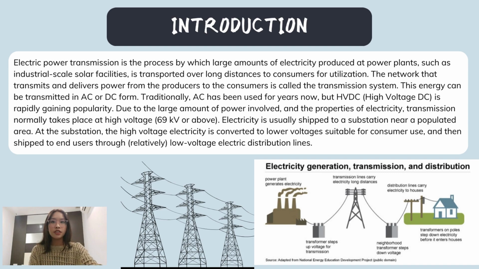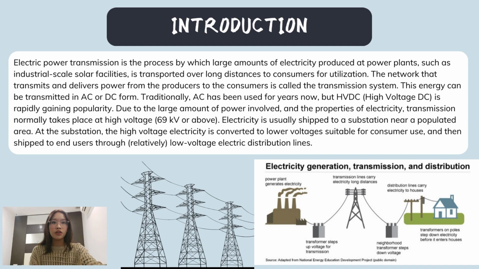Introduction. Electric power transmission is the process by which large amounts of electricity produced at power plants such as industrial-scale solar facilities is transported over long distances to consumers for utilization. The network that transmits and delivers power from the producers to the consumers is called the transmission system. This energy can be transmitted in either AC or DC form. Traditionally, AC has been used for years now, but HVDC, which is high voltage DC, is rapidly gaining popularity.